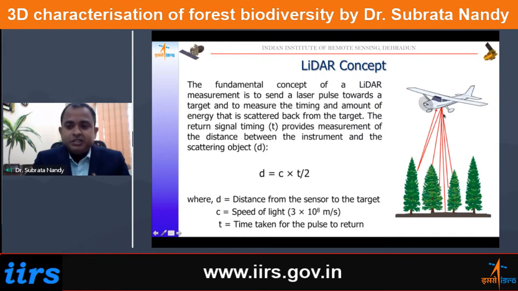Now, when you are sending pulses, care should be taken. If all the pulses return from the canopy, we won't be able to calculate the height of the tree. So at least a few pulses should reach the ground so that we can get a reference point. The return will be from this point as well as from the ground surface, and using this time delay we can calculate the height of this object. So some laser pulses should reach the ground surface so that we can calculate the height of these objects.